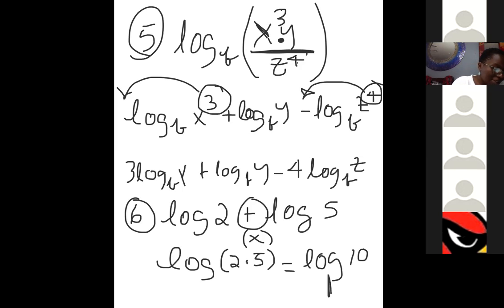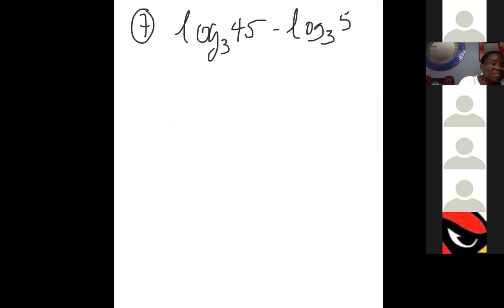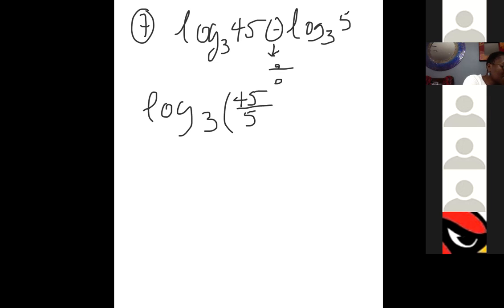Okay, next one, guys. This one is number 7. We've got log base 3 of 45 minus log base 3 of 5. So on this one, we have subtraction. Subtraction becomes division. So we can rewrite this as log base 3 of 45 divided by 5. Now, 45 divided by 5 simplifies to 9. So now you got to figure out the value of log base 3 of 9. What's log base 3 of 9, guys? 2. That's it.